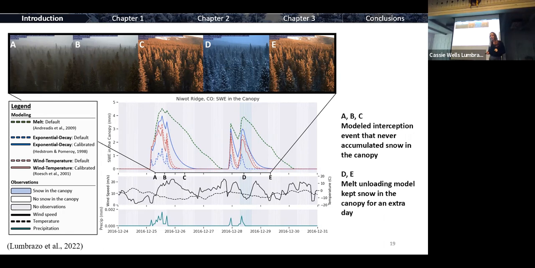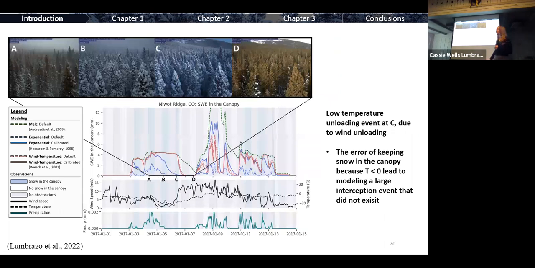So this is the piece that I was focusing on for the work, is our unloading model. So we had 3 different models that were either calibrated or not, and some of them would capture these events, and some of them would actually have snow in the canopy for an extra day or 2. This is an example where A, B, and C are for the same site. This is Niwot Ridge in Colorado. And for A, B, and C, actually, a few of the models captured the event properly, but not necessarily for the right reasons. The exponential decay is capturing it properly, but it's just an estimate. And you can see later on that all the models actually end up with more errors too.